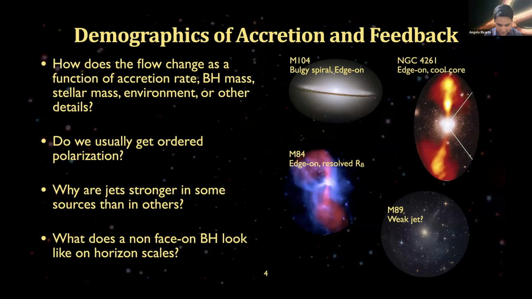There's a weaker jet relative to M87 and M89 as well. M84 has a resolved Bondi radius where we can do, again, these kinds of comparative studies between Bondi accretion rates and whatever one infers from resolved imaging. And we can start asking other questions like, do we always get ordered polarization that we may use to infer strong and ordered magnetic fields?